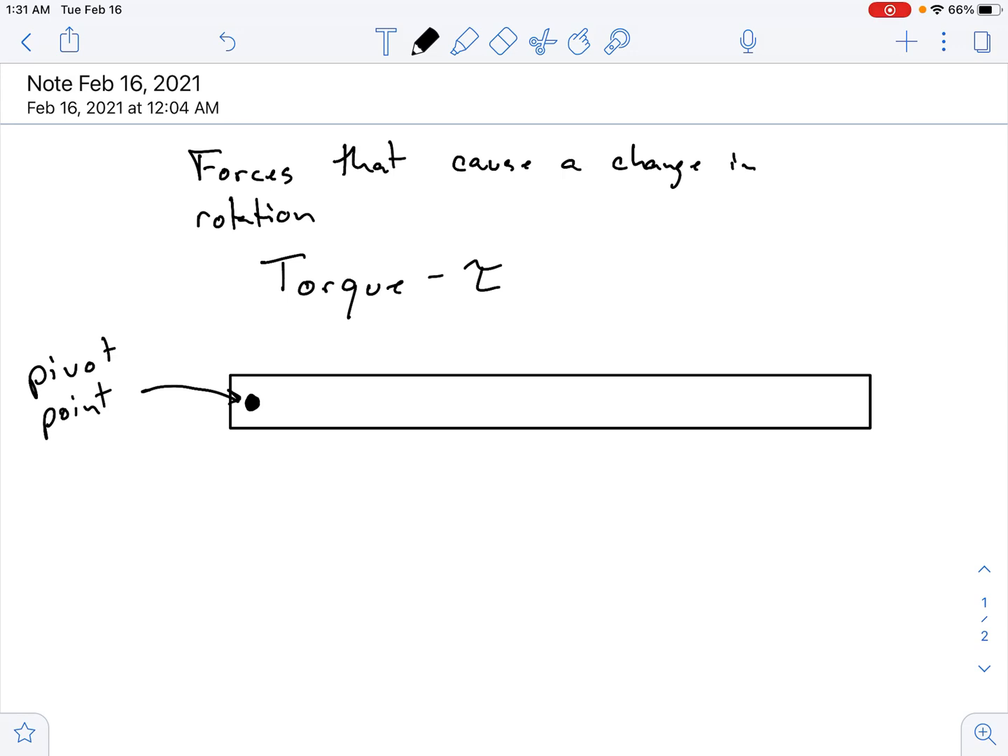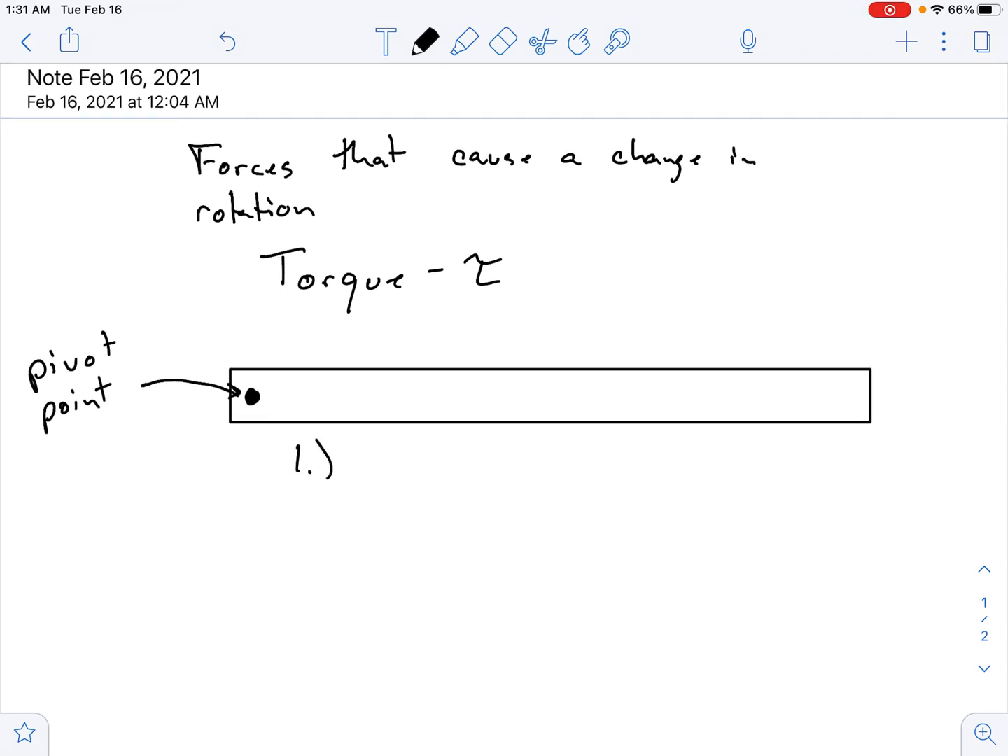The first one is the size of the force. Right, the harder we push on a door, the more it's going to change its rotation. It'll start to spin faster, right? So the size of the force. The second is our distance from the pivot point.